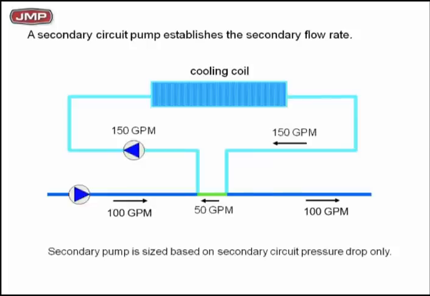Now, what happens to the secondary pump is sized based on secondary pressure drop only. Notice the secondary pump head loss is secondary loop pressure drop only. Make sure you don't lose that. The head loss, that 150 GPM pump, is only the pressure drop in the cooling coil circuit and the piping to the common pipe and back. You don't put any of the pressure drop in the primary loop pump. You only put in the secondary pump, the 150 GPM pump, you only put the pressure drop associated in that one loop.